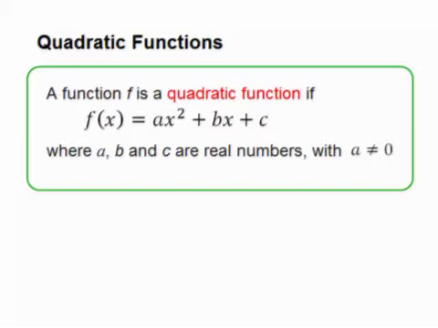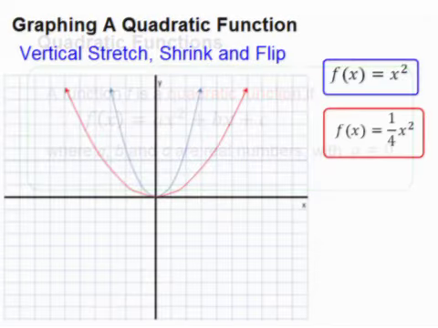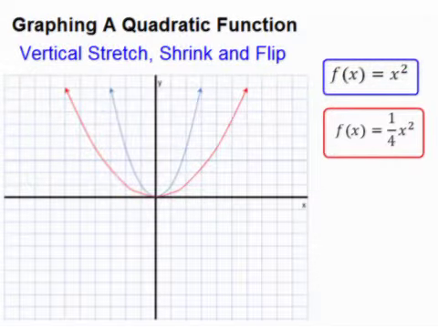Quadratic functions. A function f is a quadratic function if f of x equals ax squared plus bx plus c, where a, b, and c are real numbers and a cannot be 0. The most basic quadratic is the function f of x equals x squared. It is graphed in blue. Let's compare it to other equations and their graphs to look for patterns to help us graph parabolas more easily.